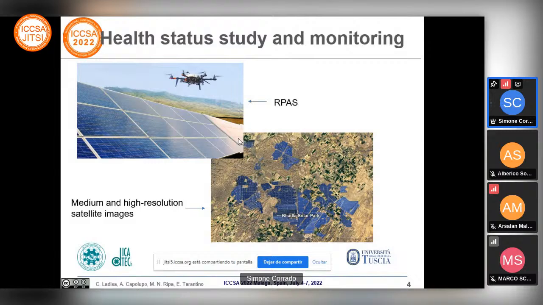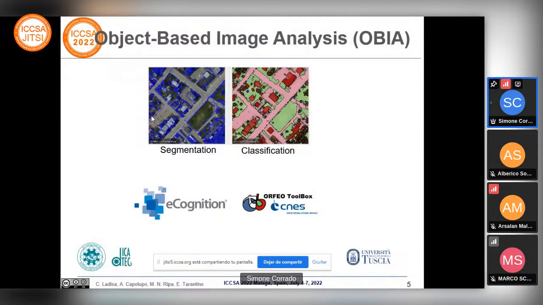Among the several techniques developed to process them, object-based analyses are mainly adopted to extract land use, land cover information. The object-based image analysis principle is to group together spectrally and geomorphologically similar pixels to form objects, which will then be classified. The step following object identification is commonly called segmentation. This step can be performed by applying various software such as eCognition Developer and Orfeo Toolbox.